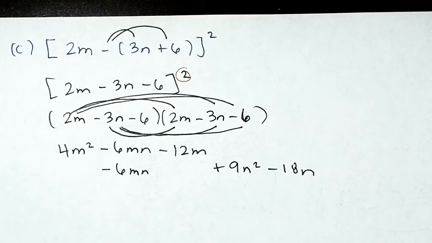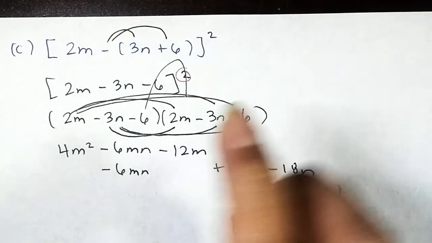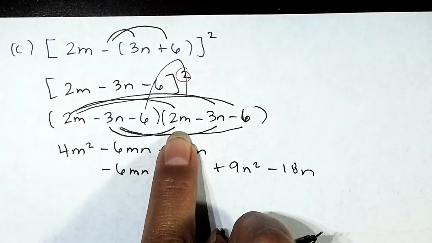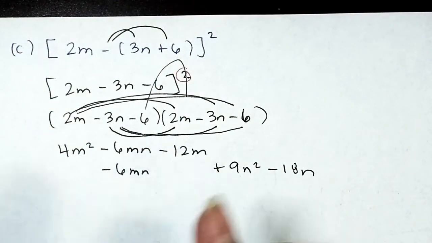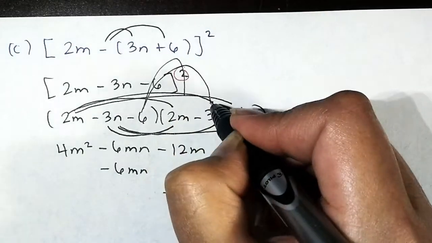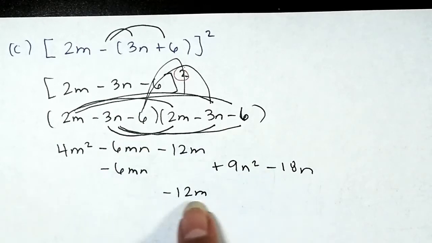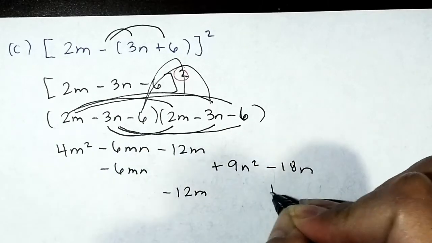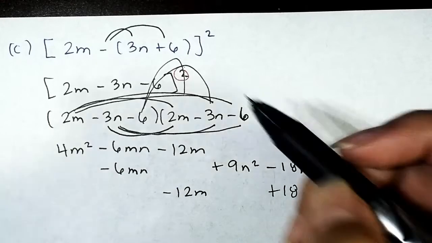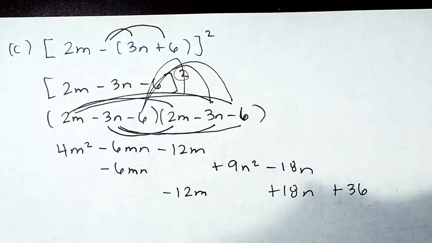Round 3, what do we get when we distribute negative 6? Negative 6 times 2m will give us negative 12m. Do we have an m column? Yeah. It will give us negative 12m. Negative 6 times the next term will give us 18n. We don't have an n. Oh yeah, we do. We do have an n column. Okay. Negative 6 times negative 6 will give us positive 36.